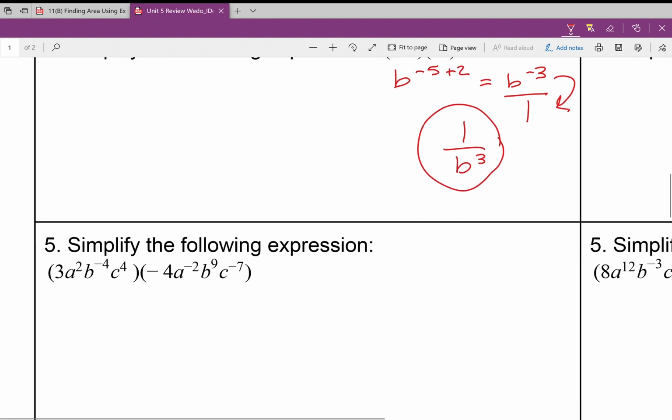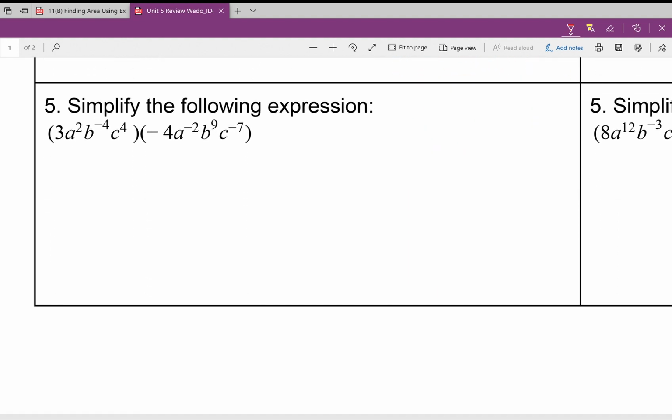Okay, let's look at example 5. Example 5 is another multiplication problem. So remember, when we're multiplying, we add the exponents. So first, let's look at our coefficients. So we have 3 and negative 4. 3 times negative 4 is negative 12. So that's the first part of our answer, negative 12. Then let's look at the a's.